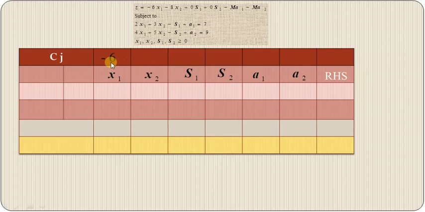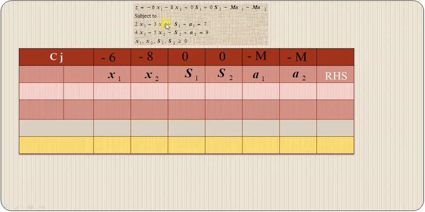First of all, we can write from the objective function the coefficient of x1 is -6. Similarly for x2, that is -8. For s1, 0. For s2, 0. For a1, -M. For a2, -M. There is no RHS value, so we can keep this last cell blank.